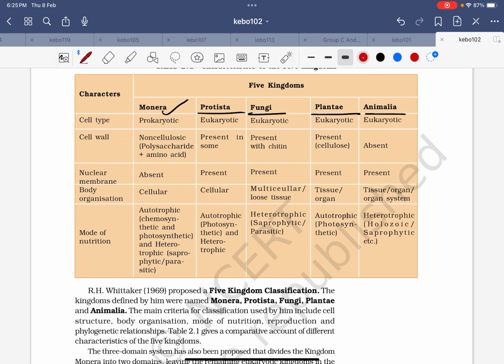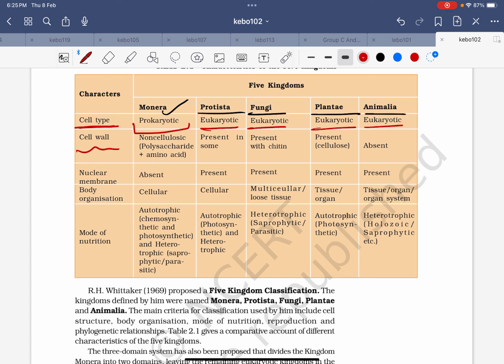Here the first difference is cell type. Monera is a prokaryotic species. Monera just belongs to the bacteria, and bacteria are prokaryotic. And next, all the other four, Protista, fungi, plantae, and animalia, are eukaryotic.